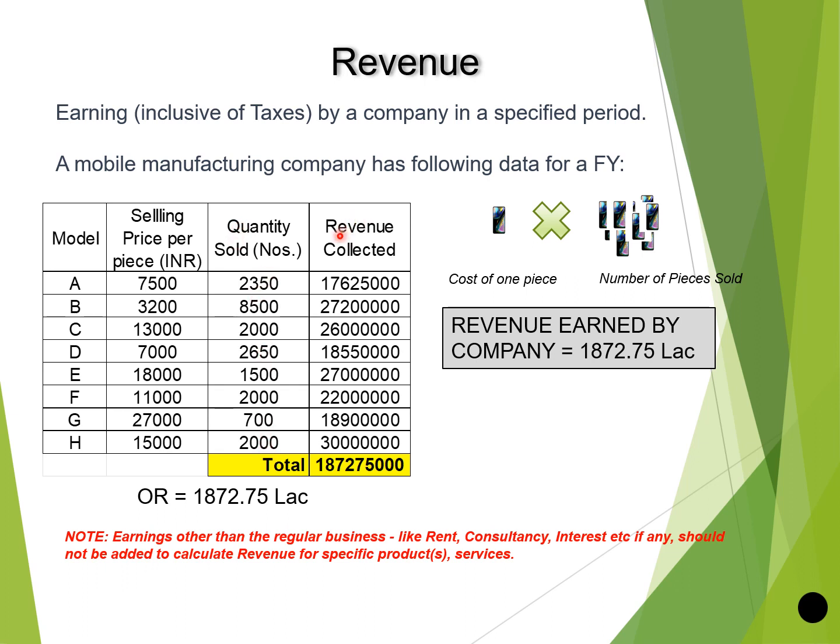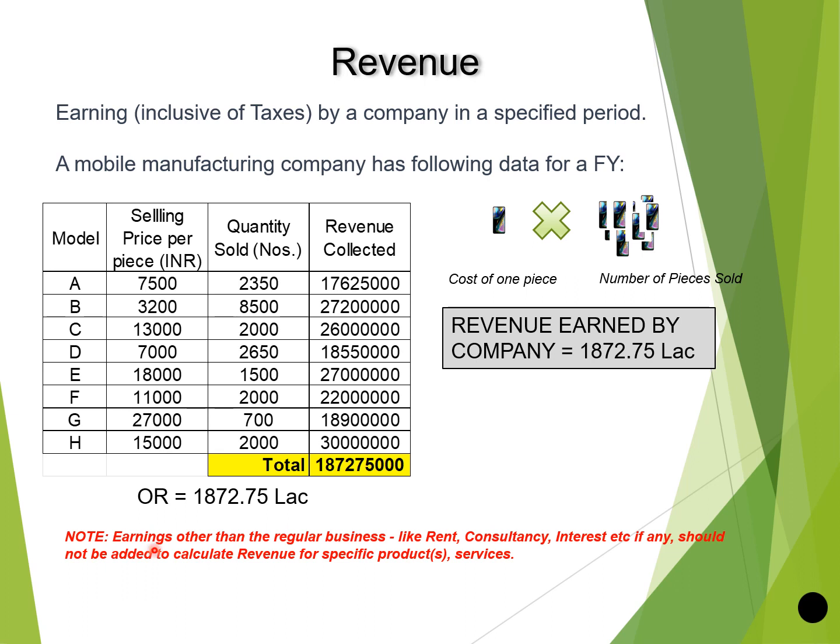The revenue collected shall be quantity sold multiplied by selling price of one piece. So this is the revenue they have collected. I am assuming that this is inclusive of all the taxes. This comes to 1872.75 lakhs. This is just an example. So the revenue earned by that company is 1872.75 lakhs.